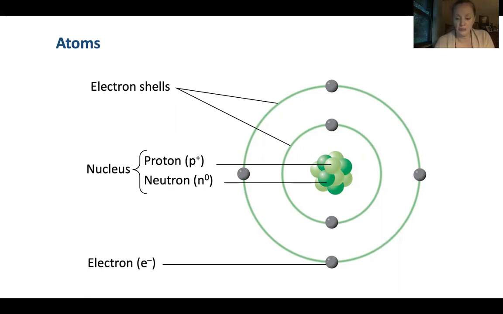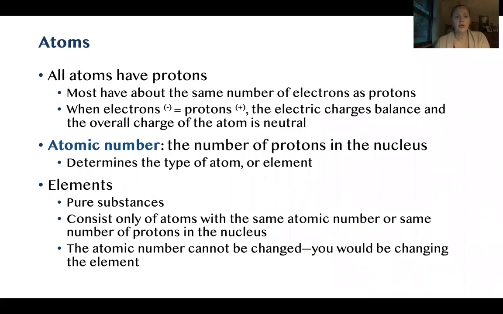We'll learn later on that this is an incomplete shell. So all atoms have protons, and most will have about the same number of electrons as protons. This will keep the charge balanced so that the overall charge on the atom is neutral.